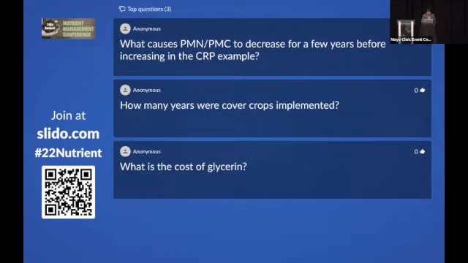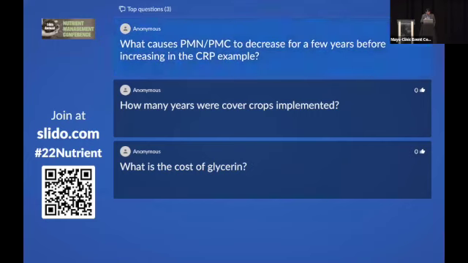Oh, sorry. There's another one. What causes PMN, PMC to decrease for a few years before increasing in the CRP example? Yeah, so the PMN and the PMC, when we do that lab-based incubation, that means it's a very controlled condition. That's why we call it potentially mineralizable carbon or potentially mineralizable nitrogen. That means we are providing the potential condition. So potential versus in the field, that might not work.